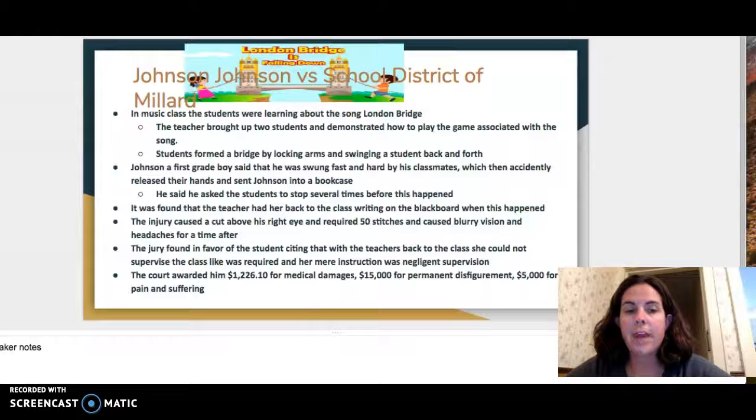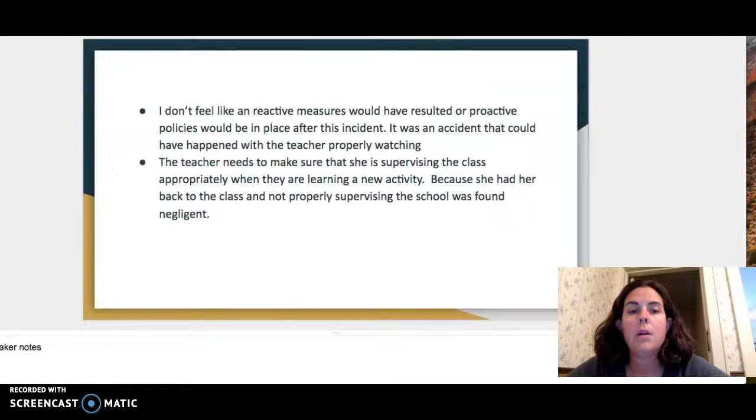The jury found in favor of the student, citing that with the teacher's back to the class, she could not supervise like she was supposed to, and that her limited instructions of the game were not appropriate. The court awarded the student $1,226.10 for medical damages, $15,000 for permanent disfigurement, and $5,000 for pain and suffering.